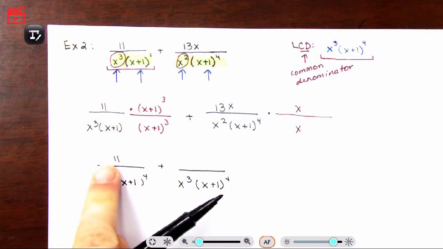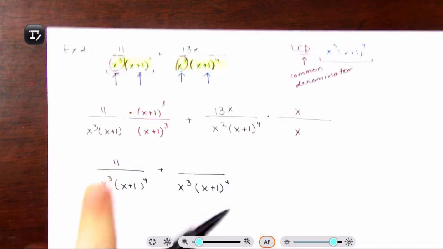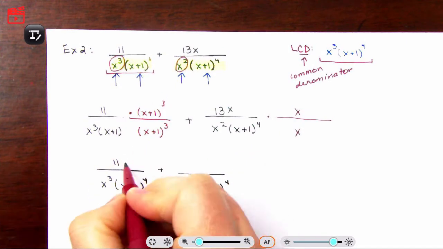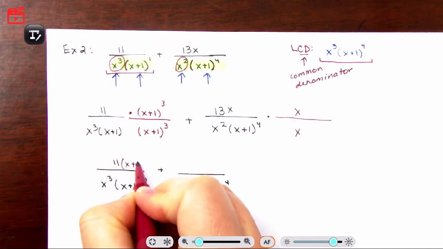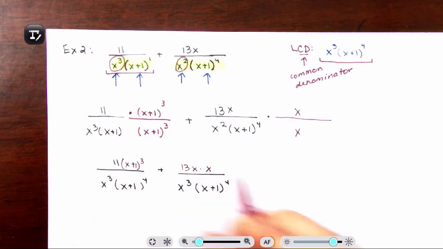Now, if you notice here, I made a hiccup. I multiplied top and bottom by x plus 1 cubed, but I didn't really multiply the top by that. So I'm going to go ahead and put that in. It's x plus 1 cubed. Here I have 13x times x.